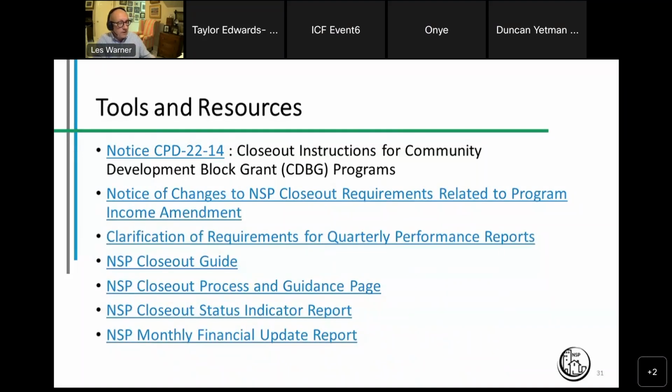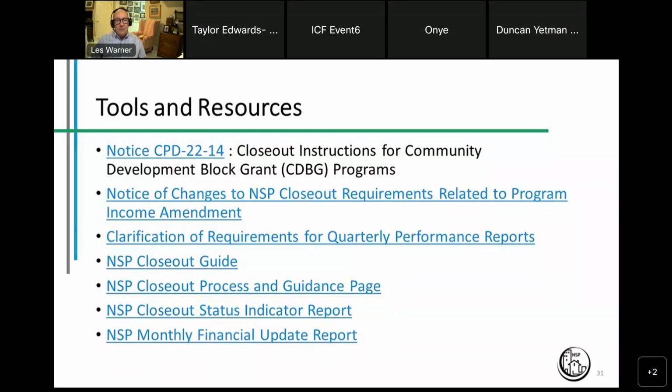And then just a list of other resources we want to make sure folks are aware of. So the closeout notice, CPD 22-14, provides the instructions for the closeout requirements for the Community Development Block Grant program. And then the notice of changes to the NSP closeout requirements related to program income. There was an amendment, which we want you to know the link for. We also have a separate link on the quarterly performance requirements. As I mentioned, the NSP closeout guide.